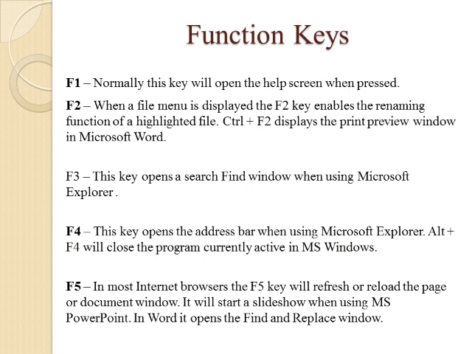The function key F1, what it does, let's see. The F1 key will open the help screen when pressed. It means when you press the F1 function key, it will open the help screen. Likewise, the F2 key has its own function. When a file menu is displayed, F2 key enables the renaming function of a highlighted file. If we press Ctrl plus F2, it displays the print preview window in Microsoft Word.